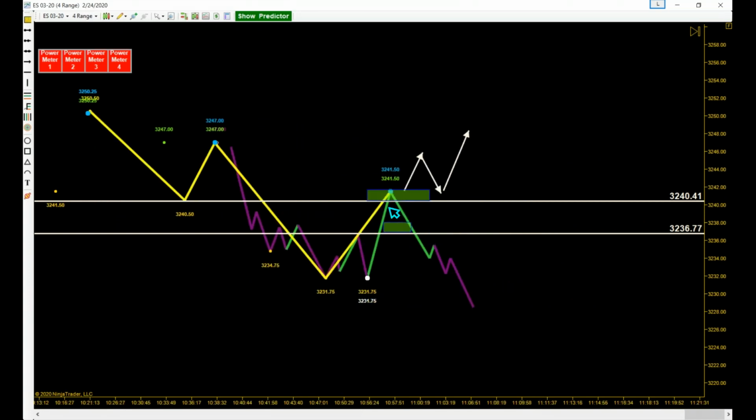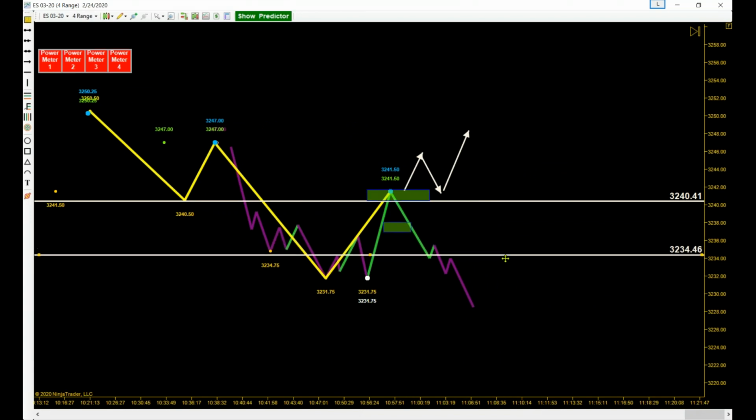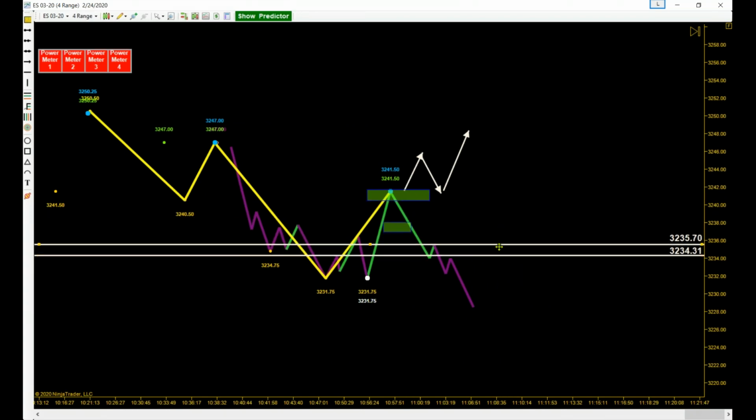All right, so where would you put your stop on this trade right now? Aggressive stop, loose stop, ABC. All right, let's see if we get another one. Double bottoming.